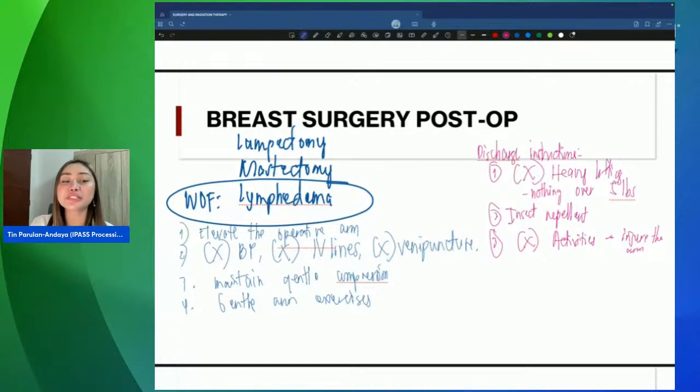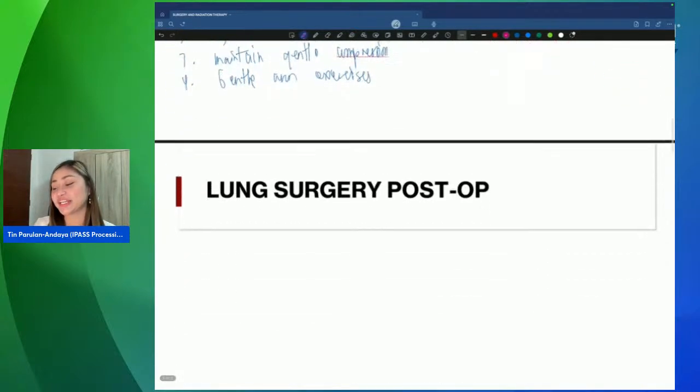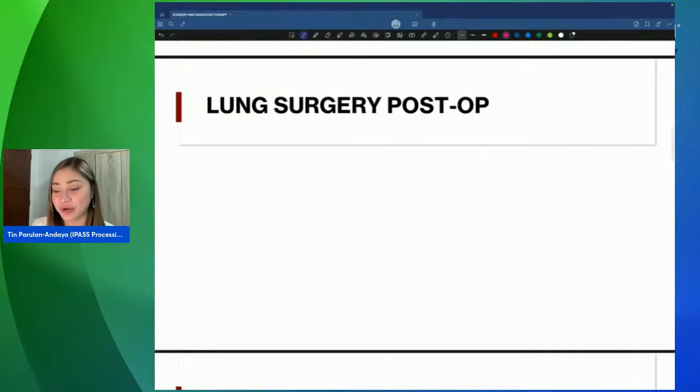Now let's proceed to your lung surgery post-op. I hope everything is clear now. It's very important to talk about this. We have different types of lung surgery that you might encounter on your upcoming NCLEX-RN examination. So we have your lobectomy.